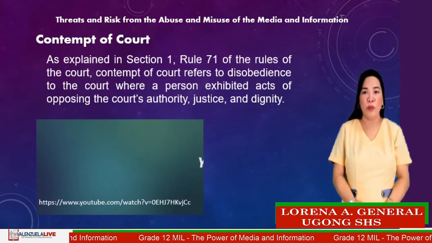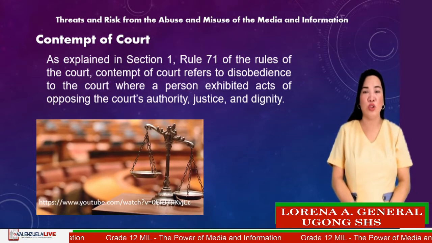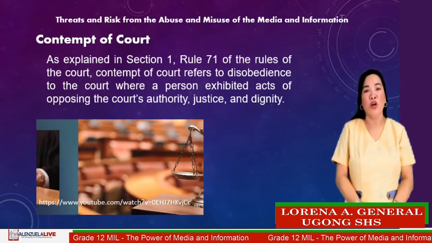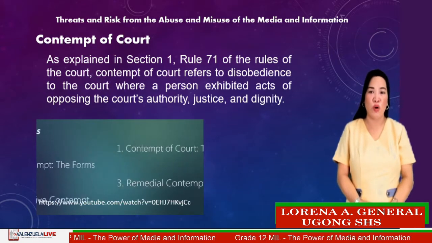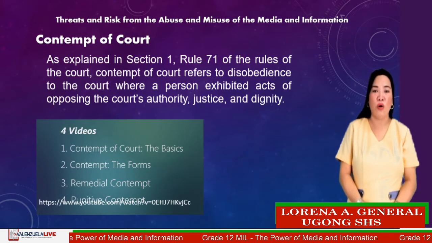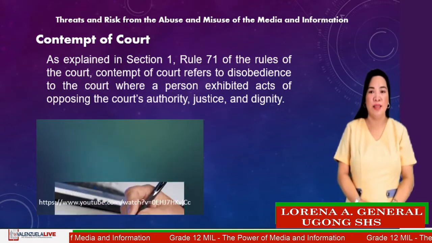Next, we have what we call contempt of court. As explained in Section 1, Rule 71 of the Rules of Court, contempt of court refers to disobedience to the court where a person exhibited acts of opposing the court's authority, justice, and dignity.